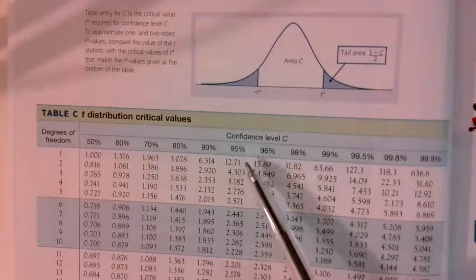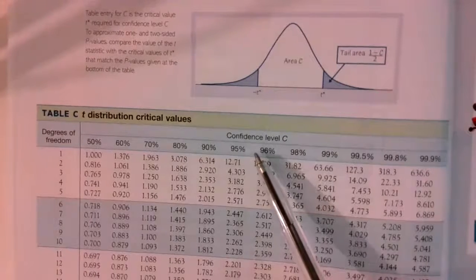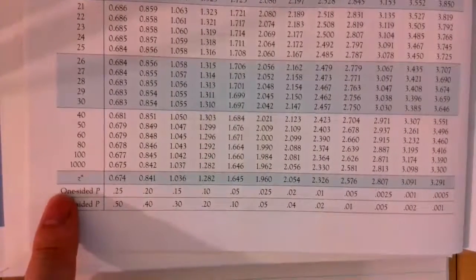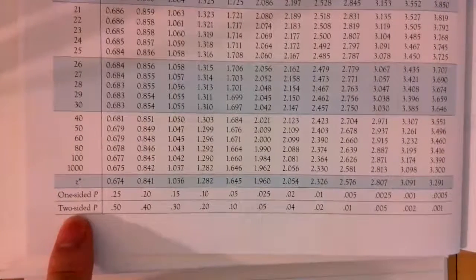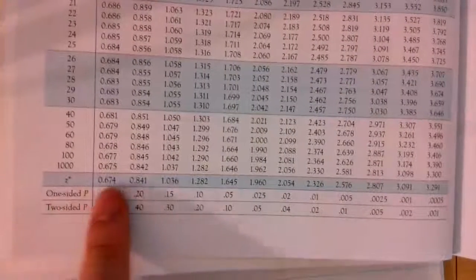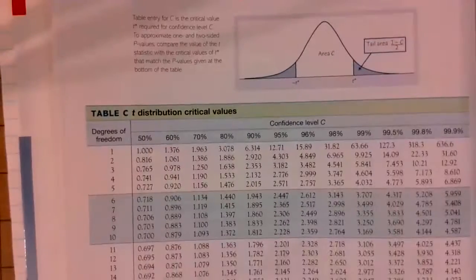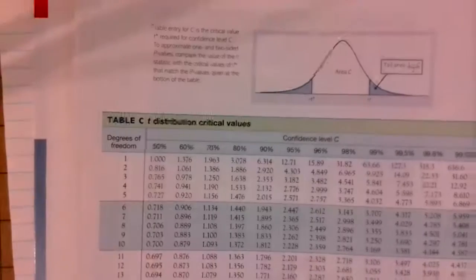But in this question, we are not building a confidence interval. We want to do hypothesis testing. For hypothesis testing, we look at the bottom of the table, depending on whether it is a one-sided or two-sided alternative. In our case, HA is one-sided: mu greater than 70. So we look at one-sided P. Now, our calculated t-value is 1.265.